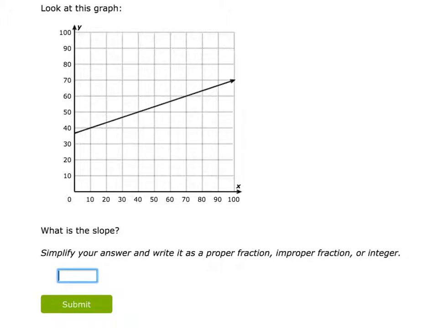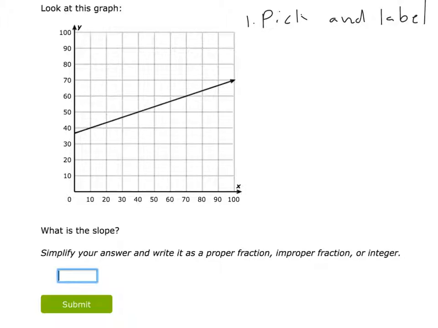Alright, next one. So now we have a graph that's a little bit more level. It's not as steep. Alright, so step one, pick and label.